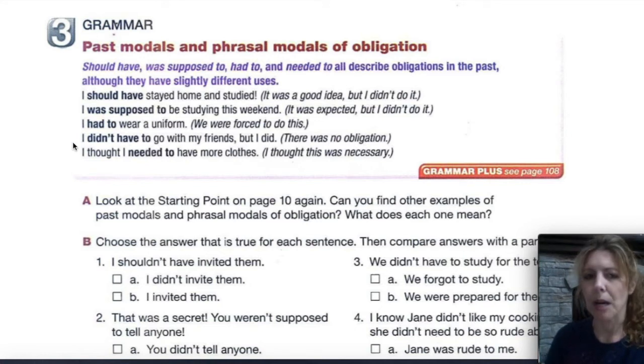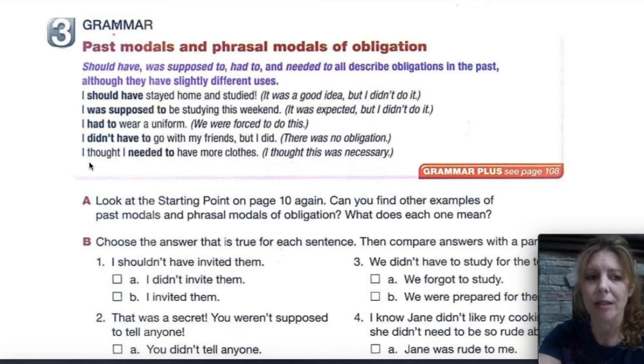Another example that comes to mind, maybe your neighbor gives you a gift for your birthday, and you say, oh, you didn't have to do that. And your neighbor says, I know, but I wanted to. Okay, so they weren't obligated, but they wanted to. So you'll hear that sometimes.